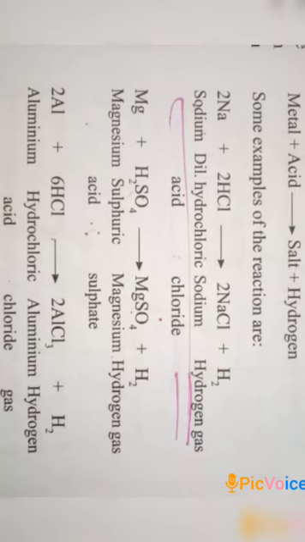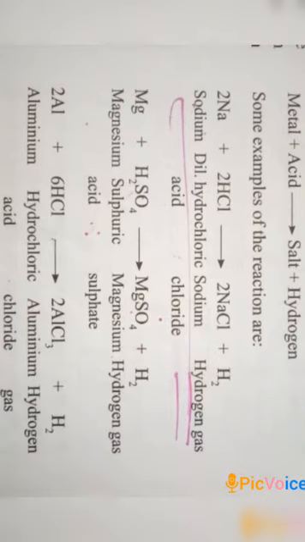Most metals react with dilute acids and form salts and hydrogen gas, but the reactivity of different metals is different. Some metals react very fast, like sodium, potassium, magnesium, and calcium, while others react slower, like zinc, aluminium, and iron. Now there are some metals which do not react at all, like copper, mercury, silver, gold, and platinum.